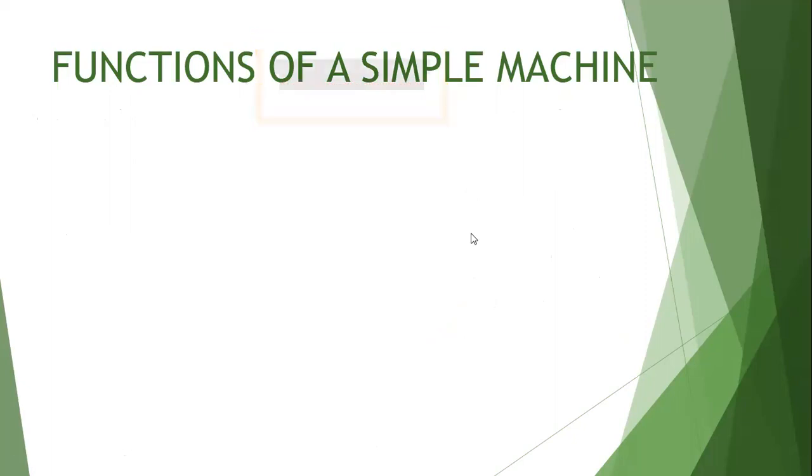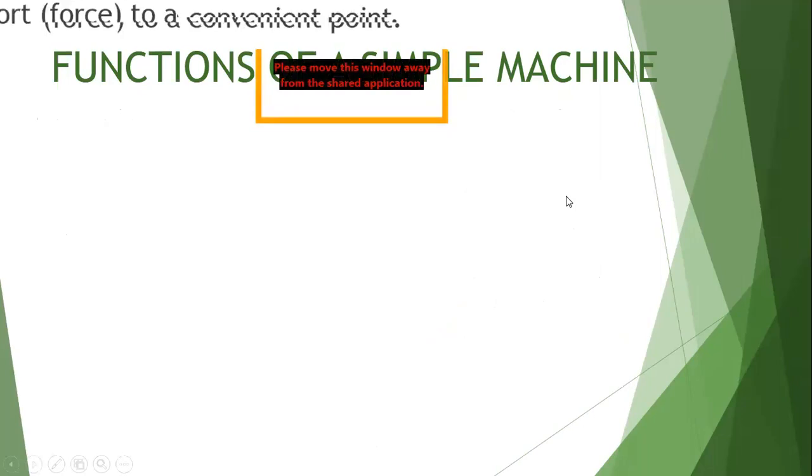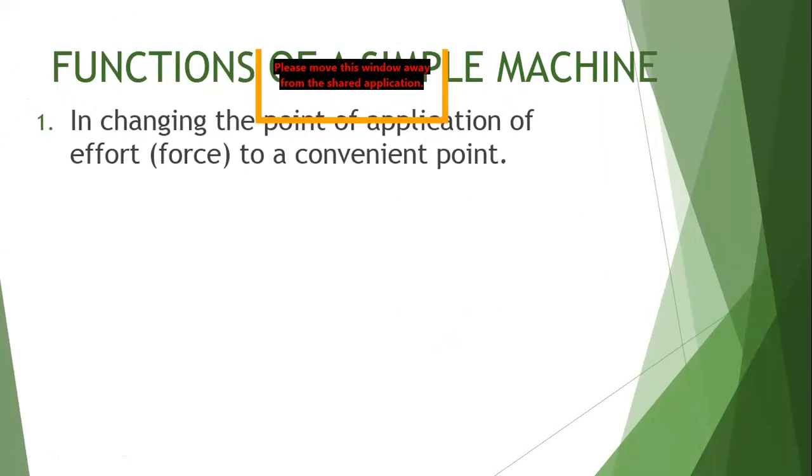Let's look at another function of a machine. What was the first function? It was acting as a force multiplier. What is the second function? It is acting as a change of direction of force. Now let's talk about one more function of a machine.